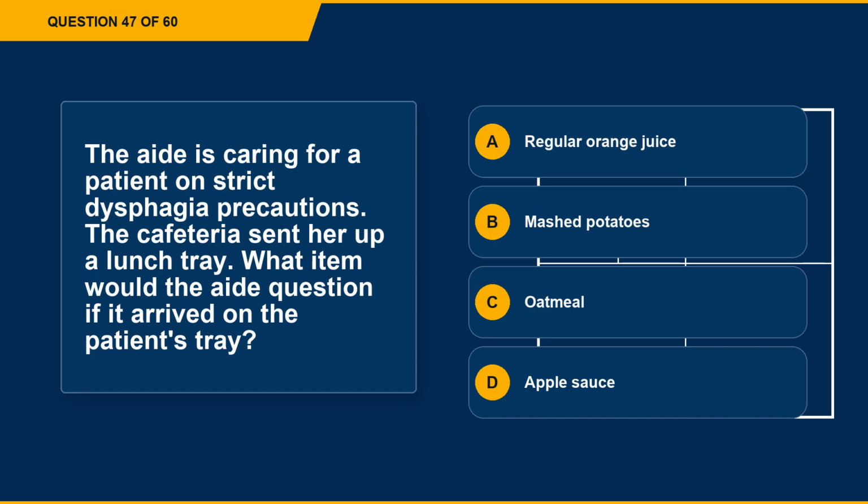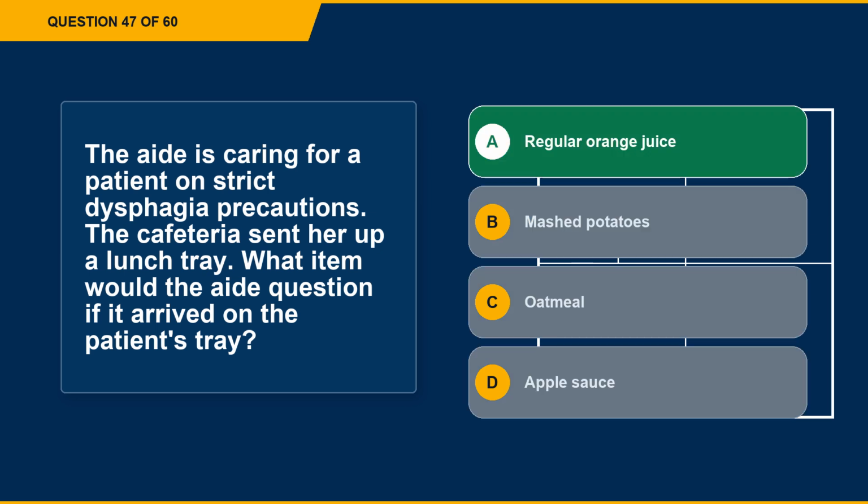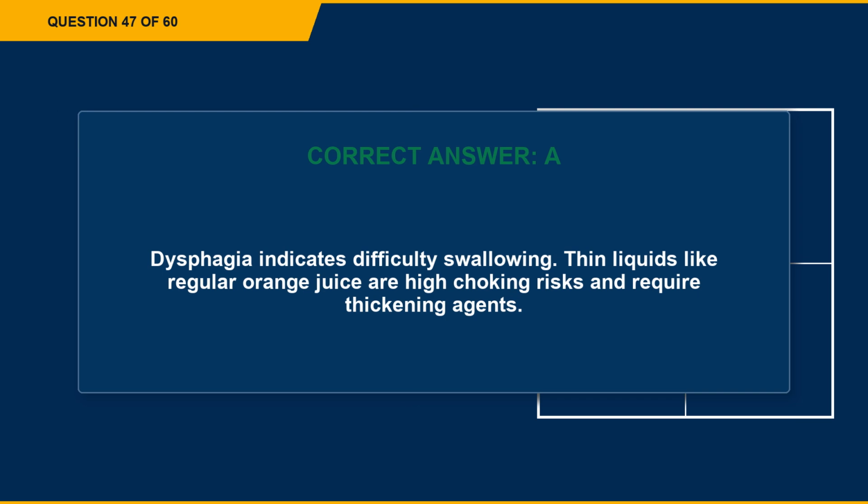Question 47. The aide is caring for a patient on strict dysphagia precautions. The cafeteria sent her up a lunch tray. What item would the aide question if it arrived on the patient's tray? Option A, regular orange juice. Option B, mashed potatoes. Option C, oatmeal. Option D, applesauce. The correct answer is option A, regular orange juice. Explanation: dysphagia indicates difficulty swallowing. Thin liquids like regular orange juice are high choking risks and require thickening agents.